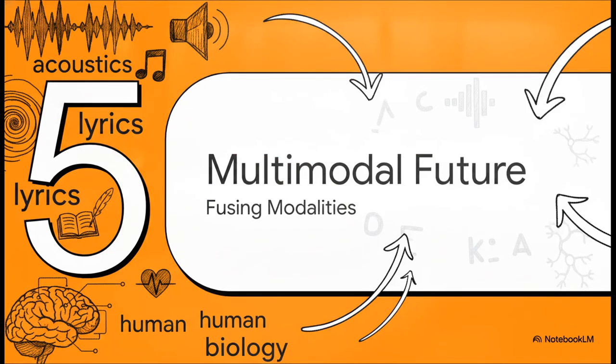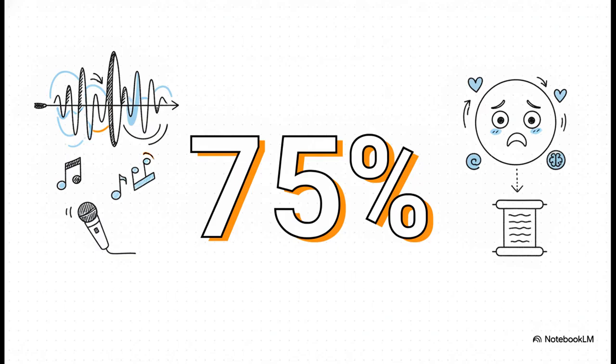Finally, let's look at Section 5, the multimodal future. So we've got acoustics, lyrics, and biology. Now, you might be totally surprised to learn that despite all this crazy advanced tech, traditional music emotion recognition has historically hovered around just 75% accuracy. Seriously, compare that to standard speech recognition, which sits up around 85 to nearly 100%. Why the gap? Because music is just incredibly messy.